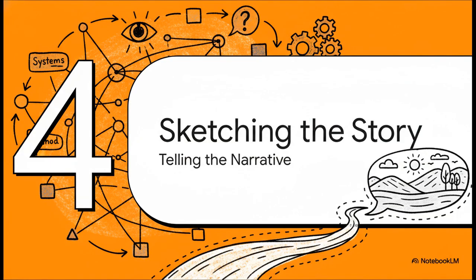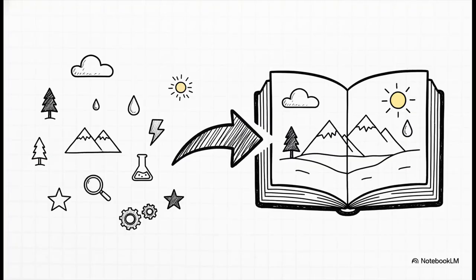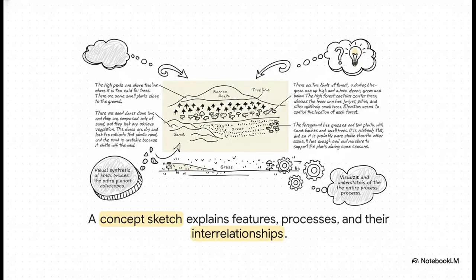So we've gathered our observations, we've asked our questions, and we've started thinking in systems. Now comes the really cool part, putting it all together to tell the story of the landscape. Because that's really the end goal here. A geographer isn't just making a list of disconnected facts. They are putting together a narrative, a scientific story that explains how and why that landscape looks the way it does. And this, right here, is one of the most powerful ways to do it, a concept sketch.